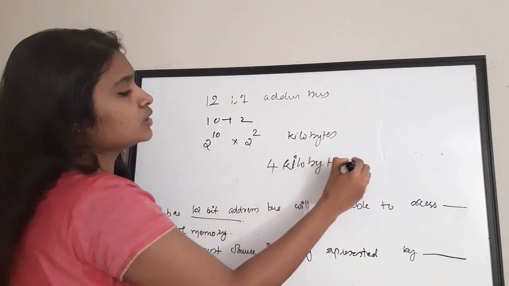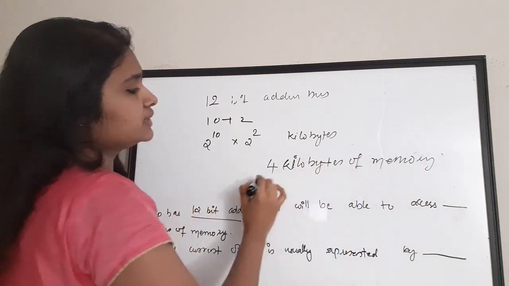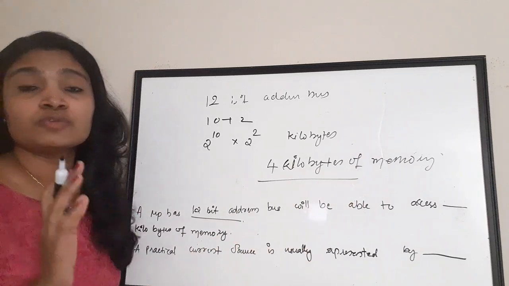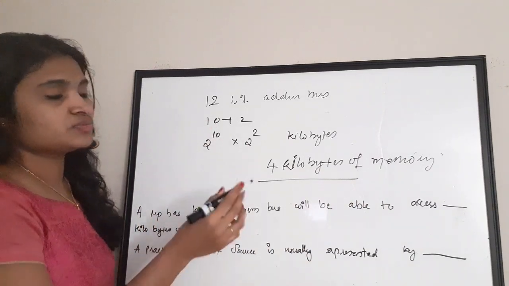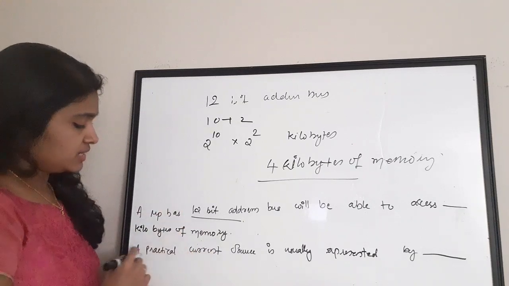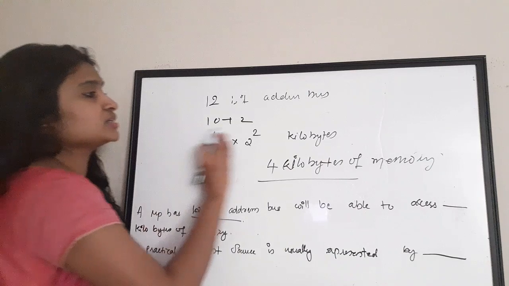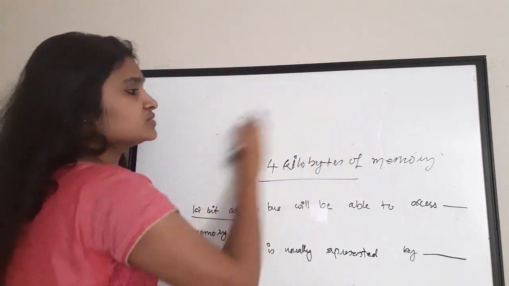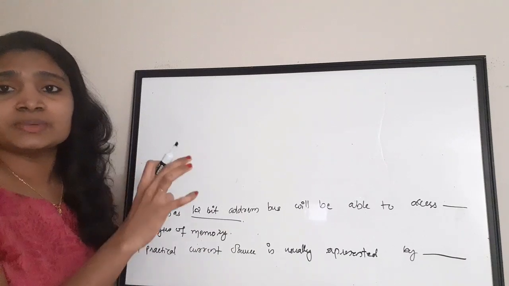kilobytes of memory it can access. Okay, so the correct answer is 4 KB, or 4 kilobytes. Next question: a practical current source is usually represented by dash. A practical current source, we generally, when representing ideal current sources, we only represent the source.